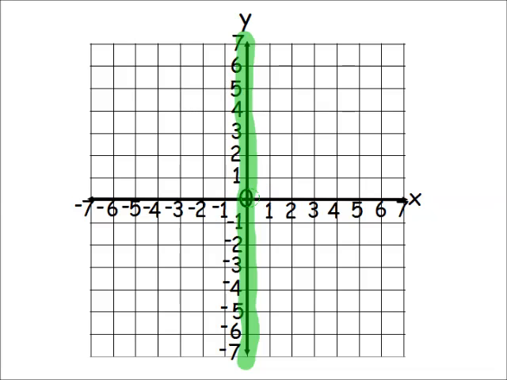And then our horizontal number line, you'll see the same thing. The center, we have 0. And to the right, we have positive 1, 2, 3, 4, 5, 6, 7. And to the left, negative 1, negative 2, negative 3, negative 4, negative 5, negative 6, and negative 7. And on and on and on it will go.